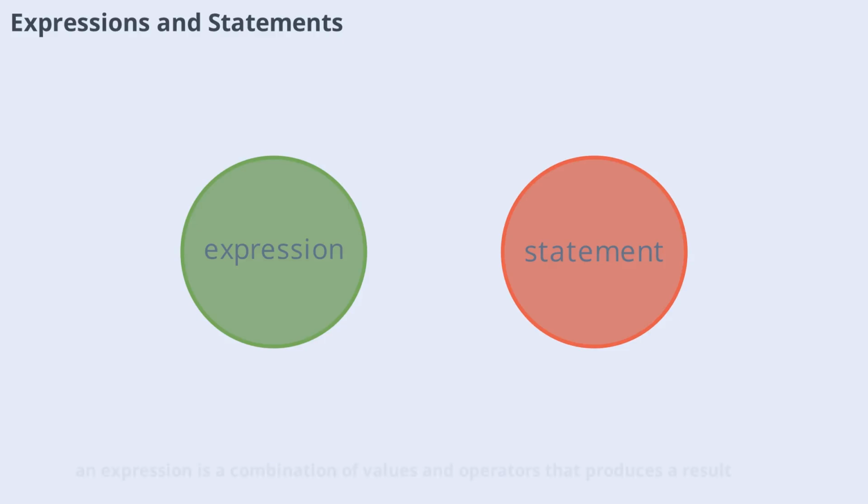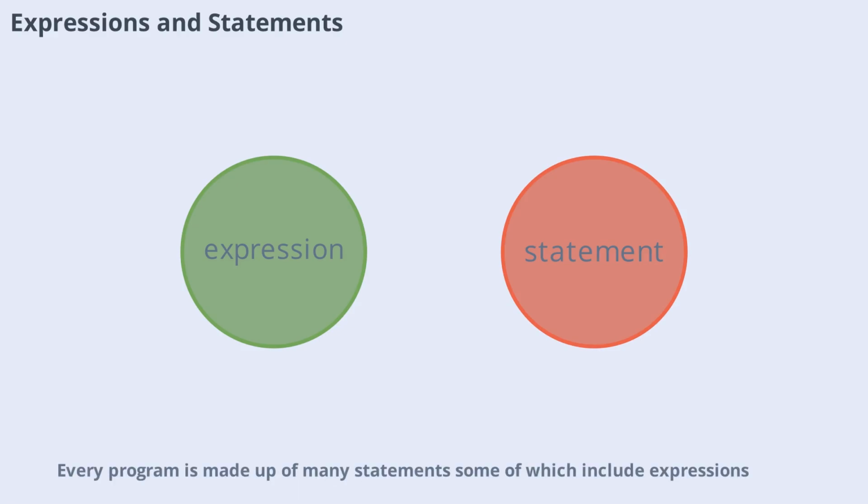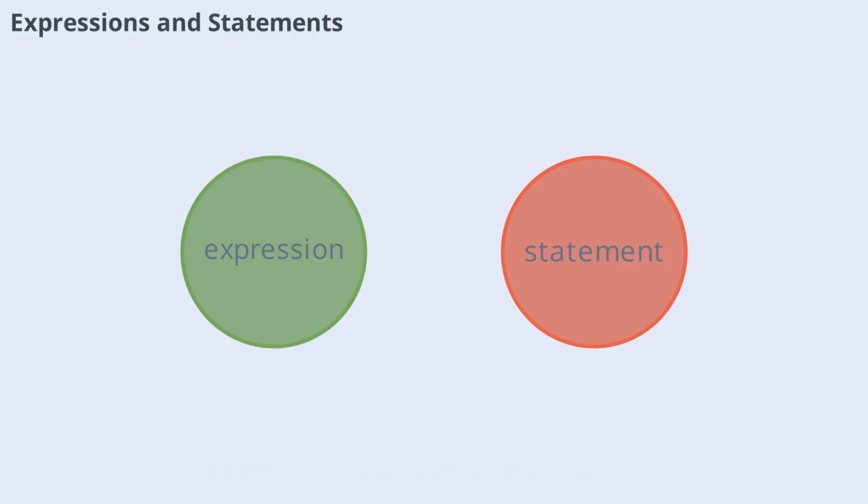An expression is a combination of values and operators that produces a result. For example, 2 plus 3 is an expression that evaluates to 5. A statement is a complete instruction that tells the computer to do something, like assigning a value to a variable. Every program is made up of many statements, some of which include expressions. Understanding the difference between expressions and statements helps you write clearer and more effective code.